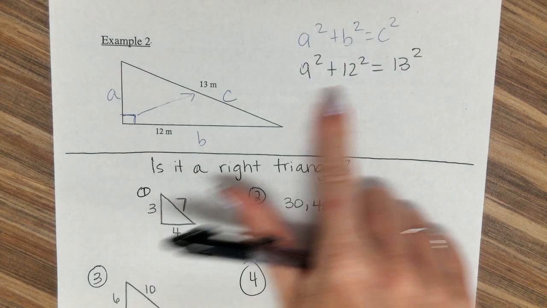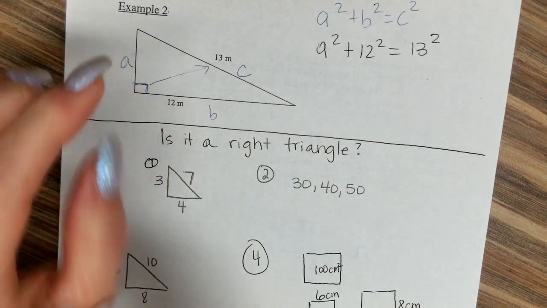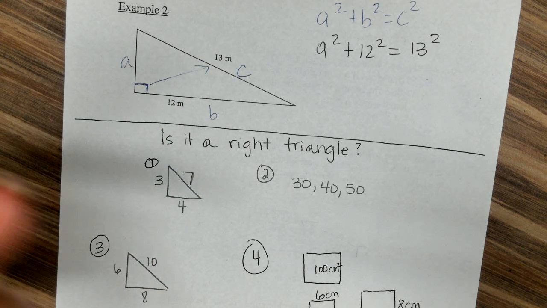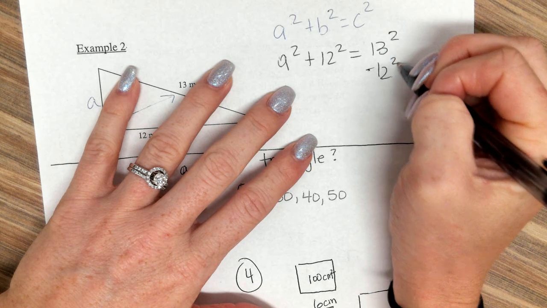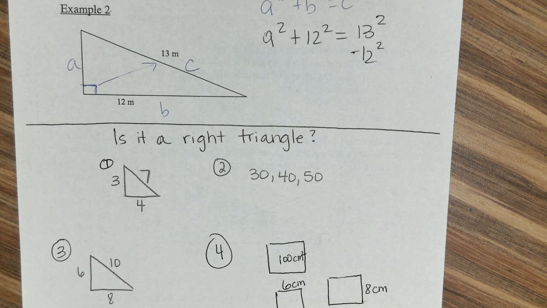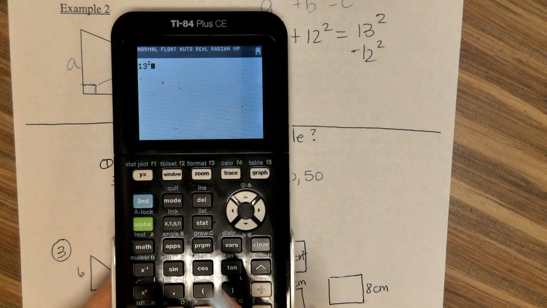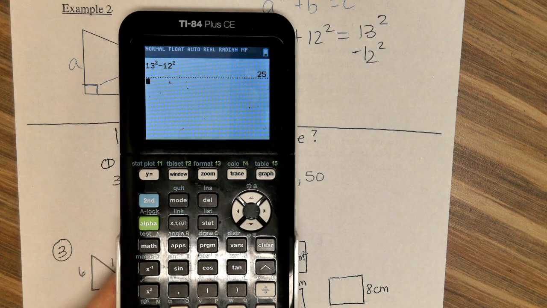I can't add because there's nothing over here. That's why I said when you're solving for c, you add, but when you're solving for a or b, you subtract. So I'm going to do 13 squared minus 12 squared. So I go to my calculator. 13 squared minus 12 squared is 25.